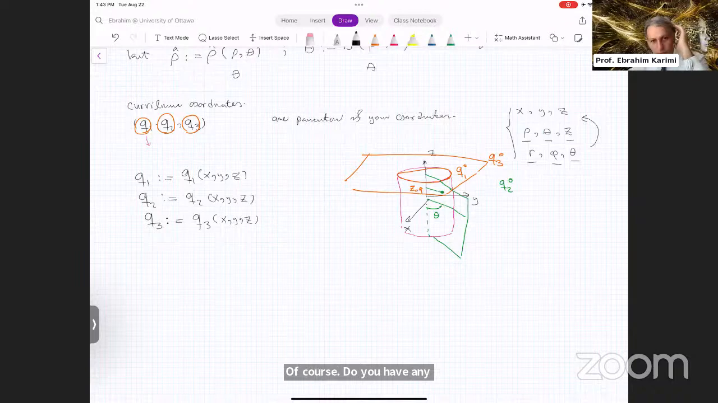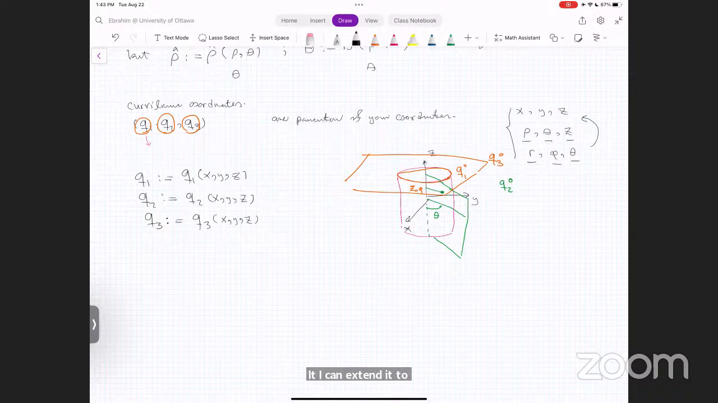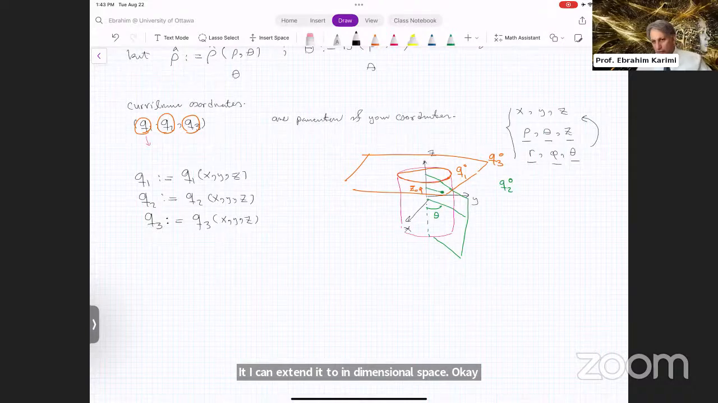I mean, related to this topic, because I'm changing now from the Cartesian coordinate to any arbitrary coordinate of Q1, Q2, and Q3. And later on, I will go with the Qi. I can extend it to n-dimensional space. Okay. Well, I see no questions right now. I think we have not. Beautiful, Ahmed. Thank you very much.